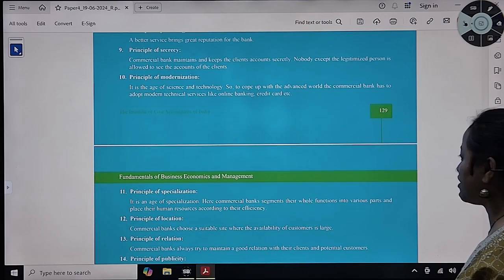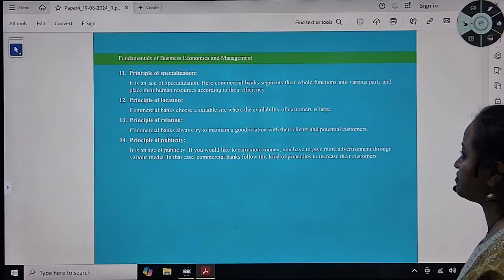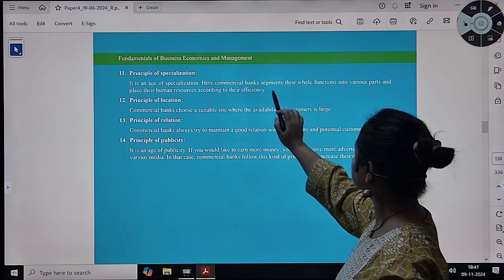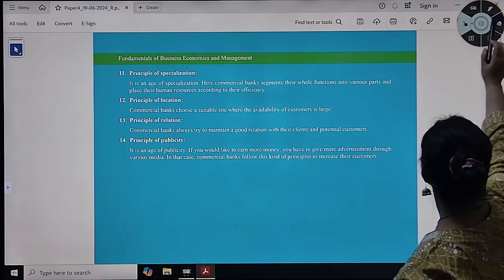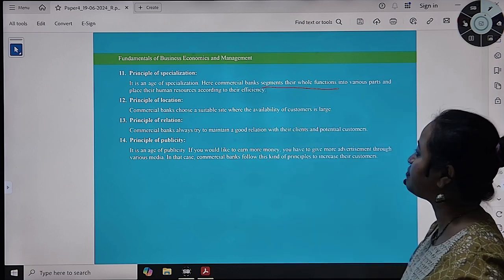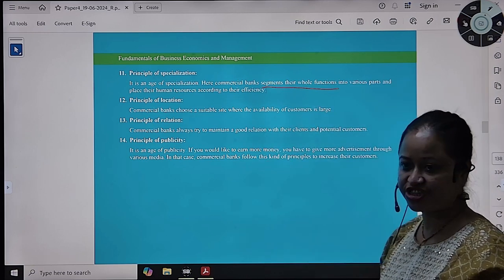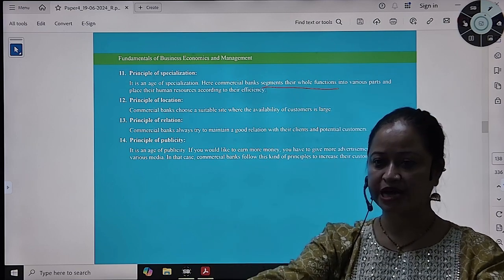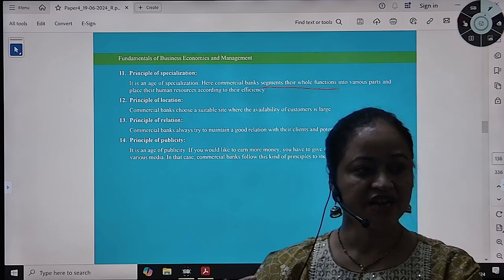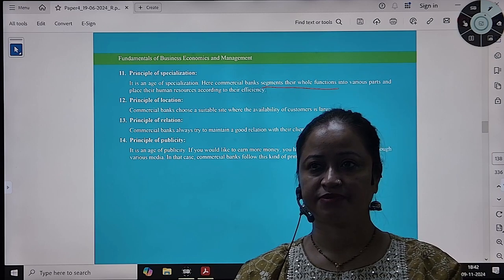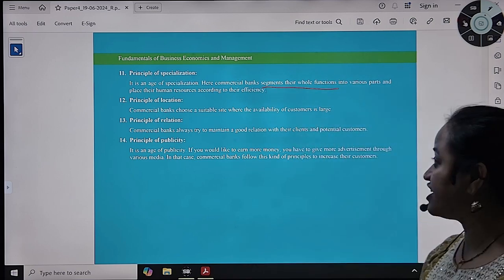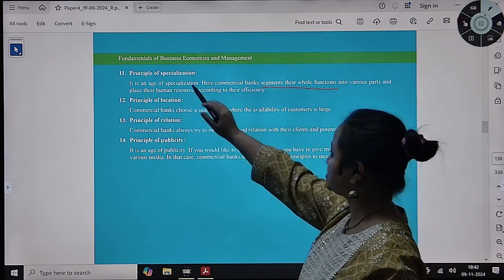Clear? Principle of specialization. There are lots of principles. Specialization is like they are emphasizing various segments. They divide the whole function into various parts and place their human resources according to their efficiency. For example, one counter for withdrawal, one counter for new account opening, one counter for making demand drafts, and one counter for taking cheques. Like that, various segments should be there. That is the principle of specialization.